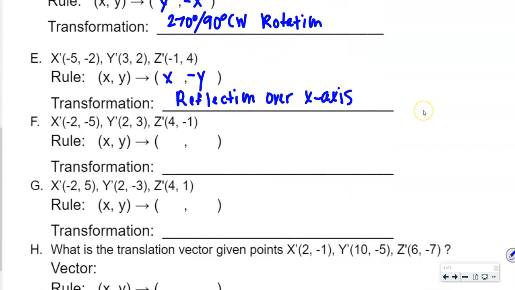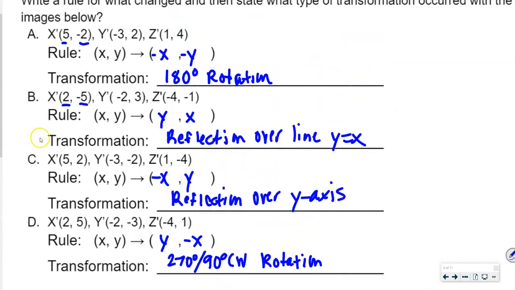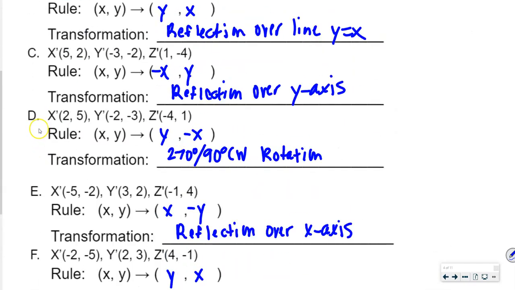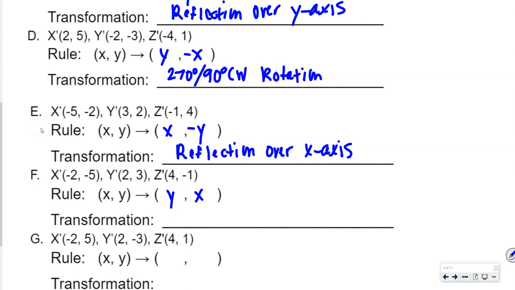All right, now F says 2, negative 5. Okay, so 2, negative 5, they did flip, so it's y, x. Again, keeping in mind what my original point was, it was negative 5, 2, right? So the negative 5 didn't change, but the 2 did, right? So we're going to say negative y, x, so this is a 90-degree or 270 clockwise degree rotation, right?